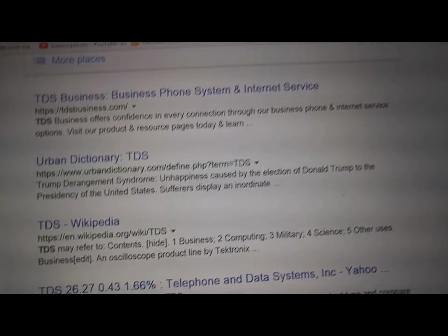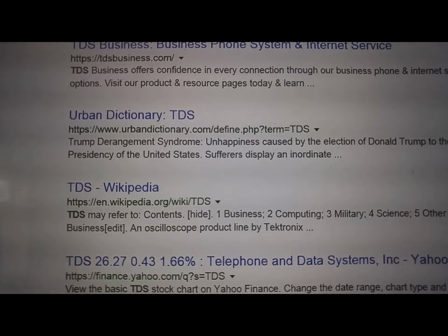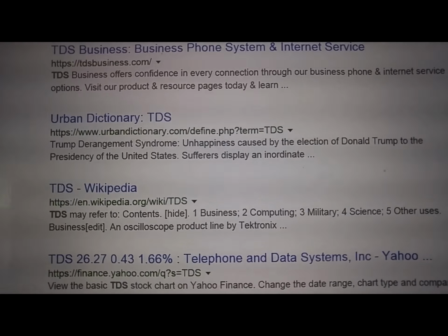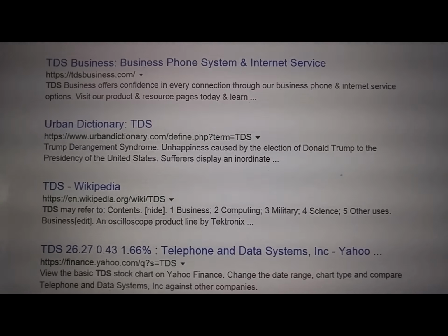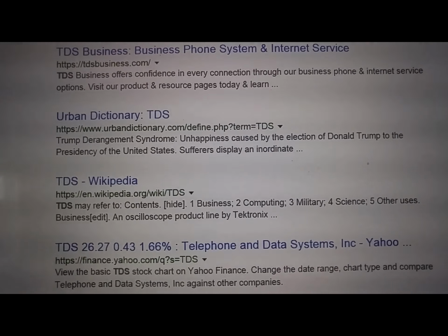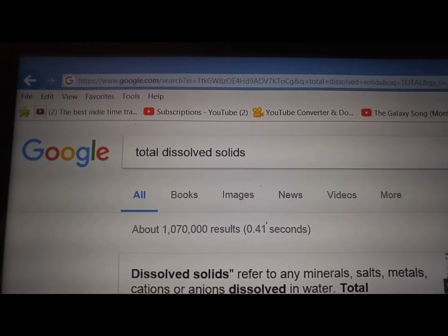Look at this, Urban Dictionary, Trump derangement syndrome. Get the hell out of here. God, I swear, you social justice warriors just freaking ruin everything.